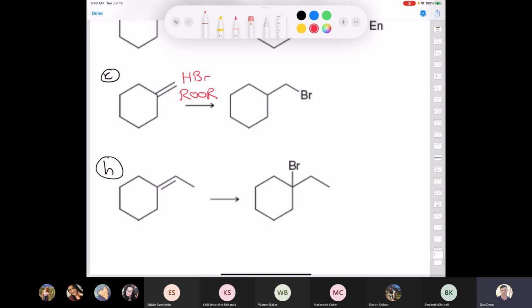And in the last one, this is a Markovnikov addition, because the carbon that's richer in hydrogens is the one that's taking another hydrogen. So based off of that, all we need to do is treat the molecule with HBr, and we are done, just like that. All right.